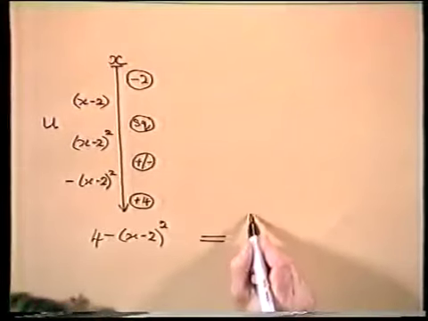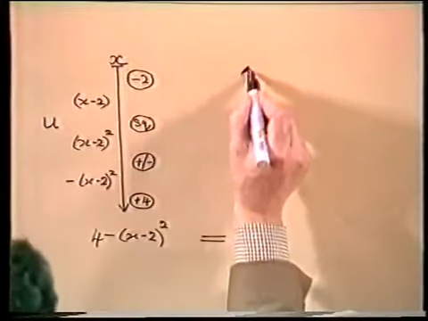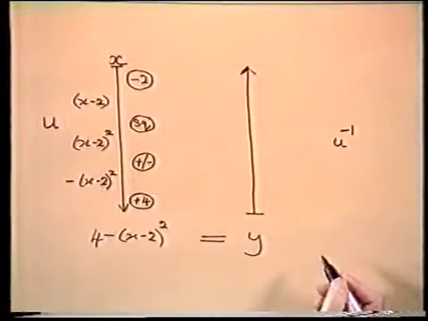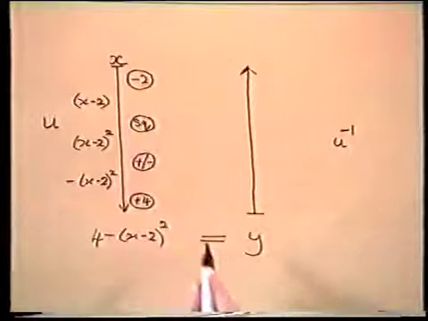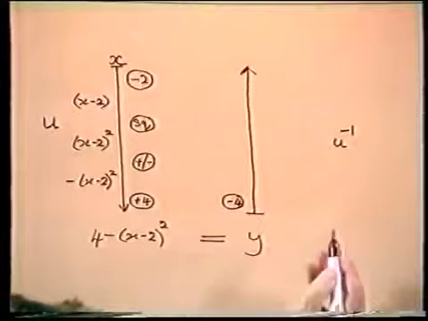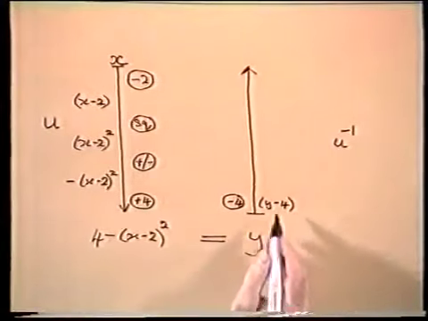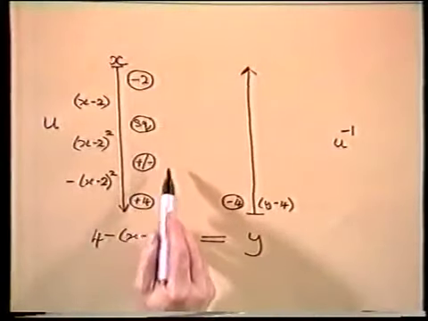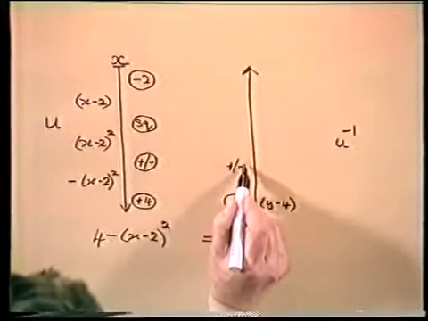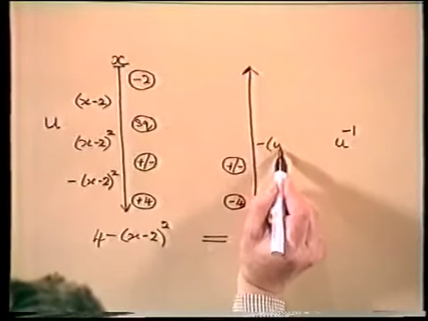Now let's see what happens to y if we reverse the process. If we input y into the inverse function u minus 1, what we've got to do is to reverse each of these steps. Well, the reverse of add 4 is subtract 4. That gives us y minus 4. Then we've got to reverse the change of sign. Well, the reverse of change sign is change sign again. If you change the sign of that, you get minus y minus 4.